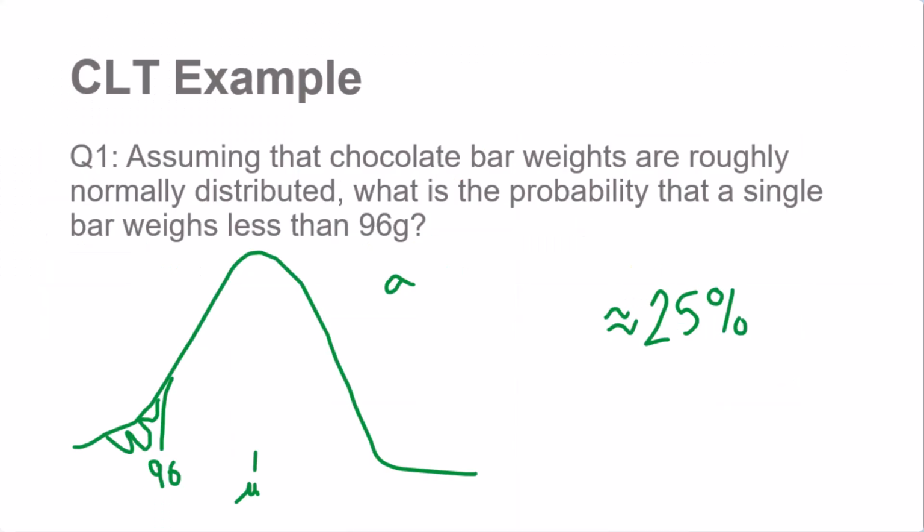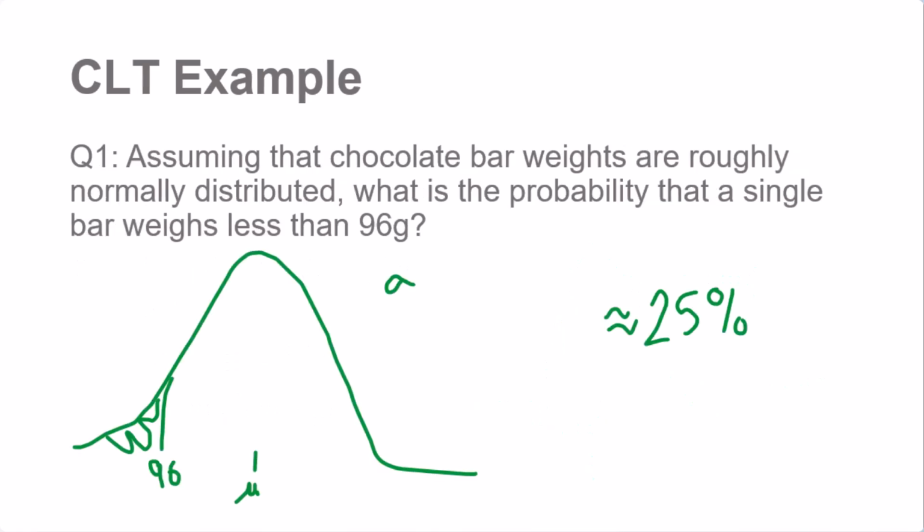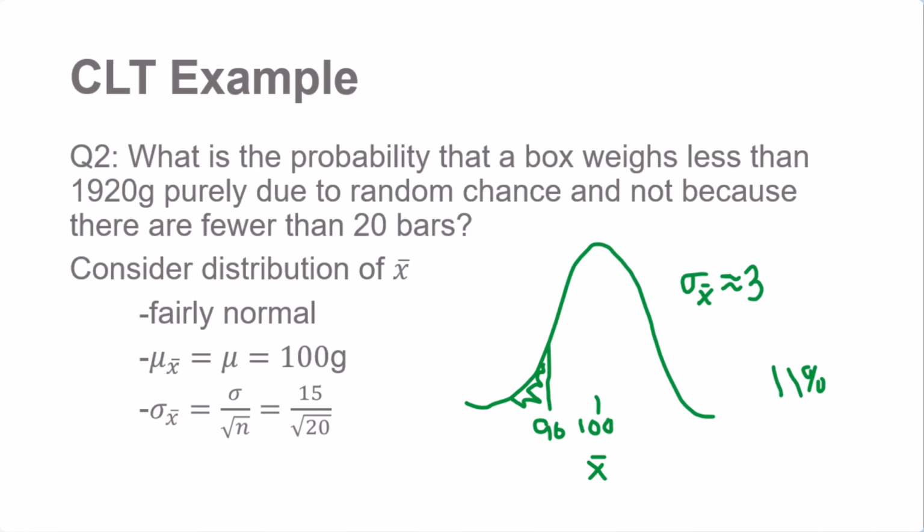So just to reiterate, we're doing very similar calculations between question 1 and question 2. The difference being question 1 is asking about an individual from the population, and question 2 is looking at a sample mean of these samples of size 20.